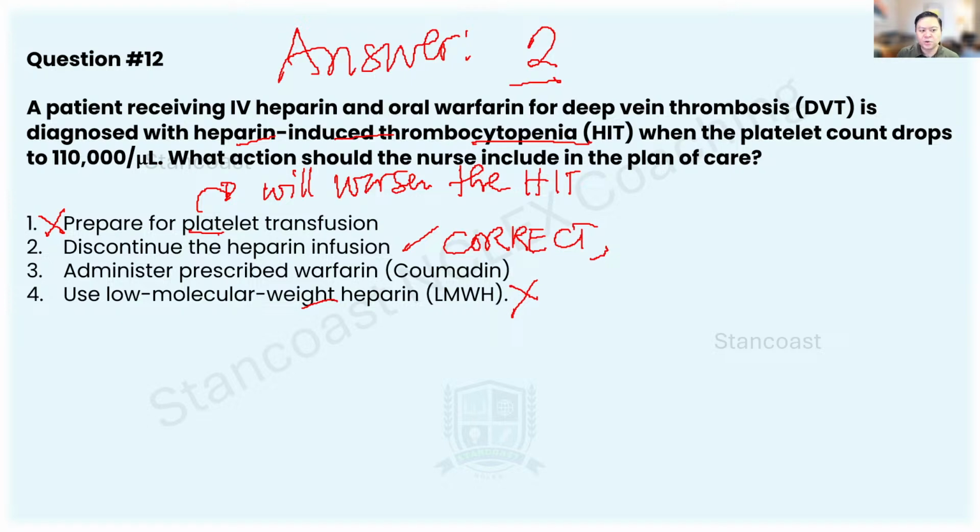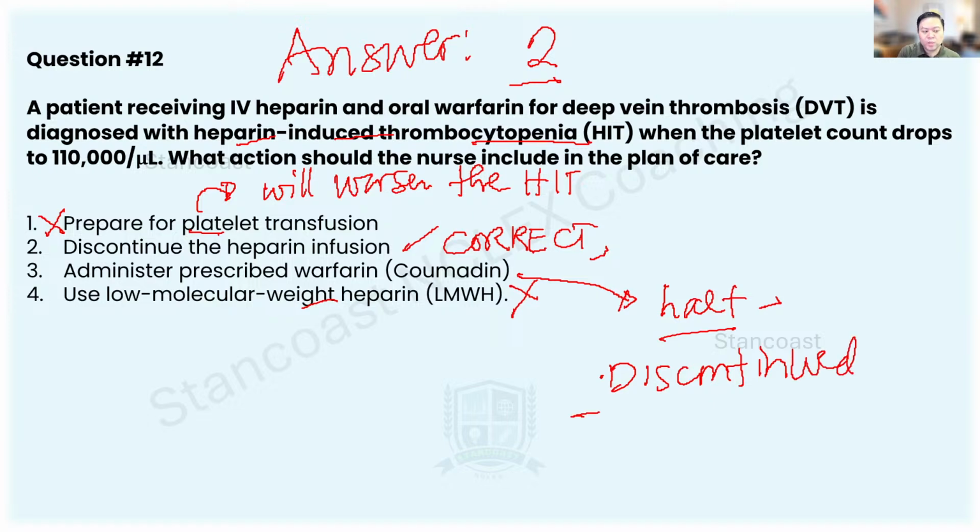Administer prescribed warfarin or Coumadin. Are we going to continue that one? We are going to delay this one, guys. So, administration of warfarin, once the patient is diagnosed with HIT, we're going to halt this one. Halt the administration of the warfarin up until their platelet count will be safer, okay? So this will be stopped or momentarily discontinued for the time being.